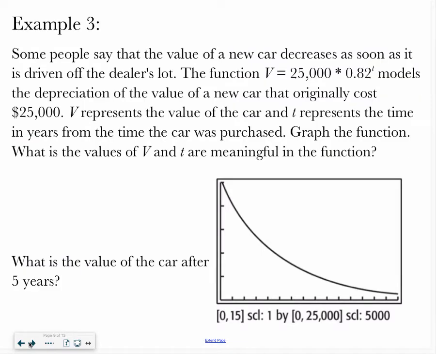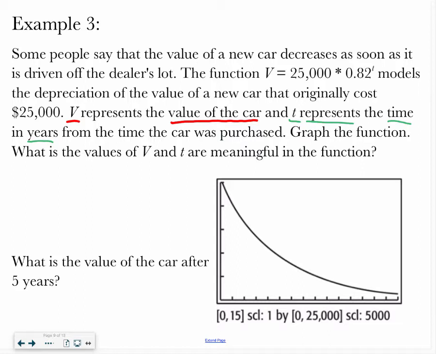All right, example 3. Some people say that the value of a new car decreases as soon as it is driven off the dealer's lot. The function V equals 25,000 times 0.82^t models the depreciation of the value of a new car that originally cost $25,000. V represents the value of the car, and T represents time in years from the time the car was purchased. Graph the function.